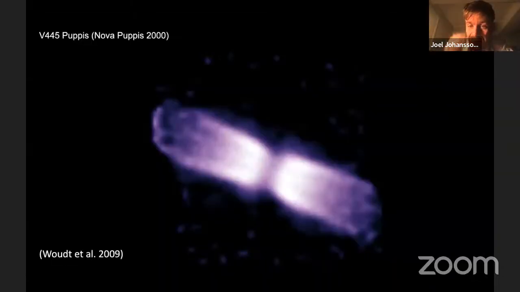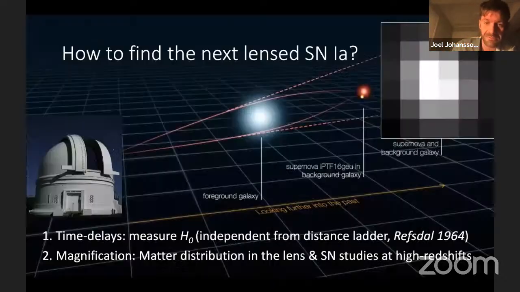So we think that this is the first cosmological example of a system like V445 Puppis, which was the first helium nova discovered a decade ago. This is an adaptive optics image of that system, where inside here sits a white dwarf that is accreting helium material from its companion star, and this will likely also go off as a type Ia supernova in the future.